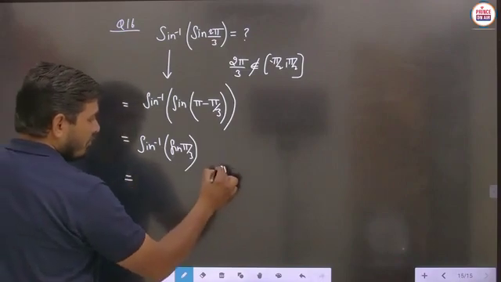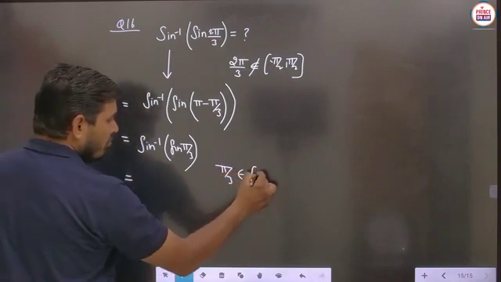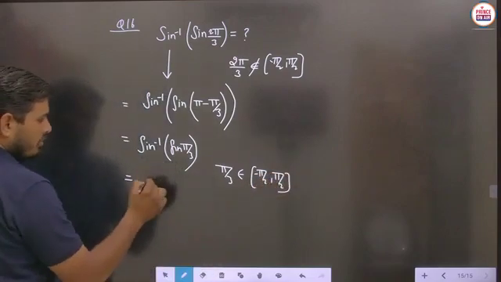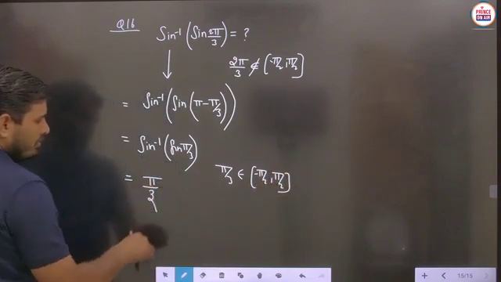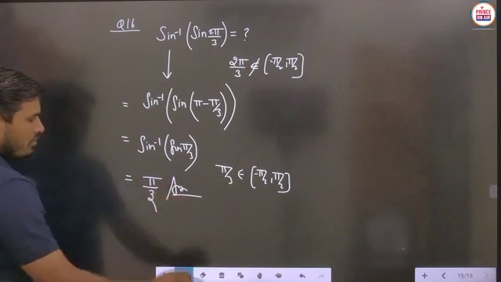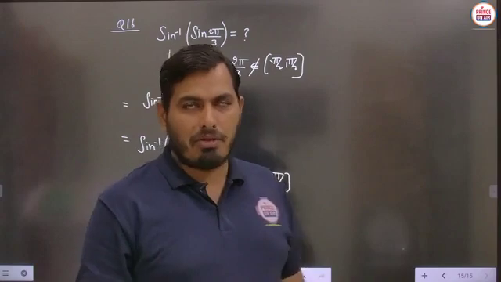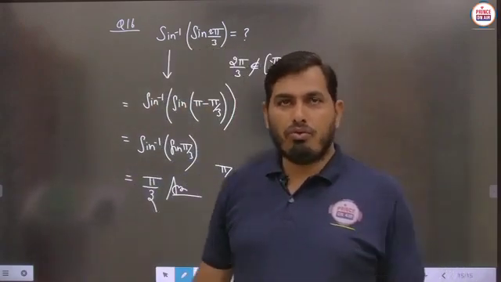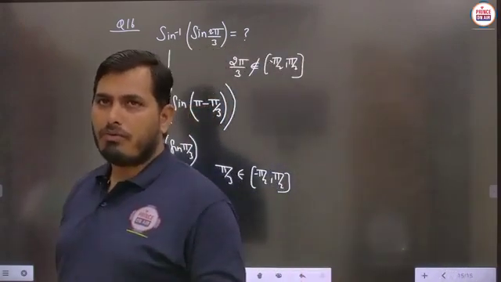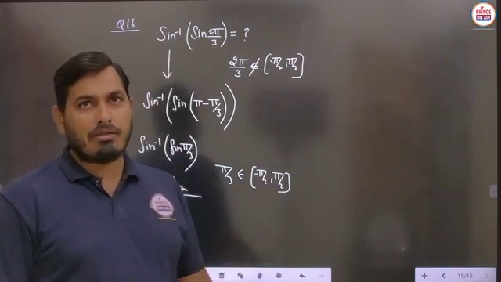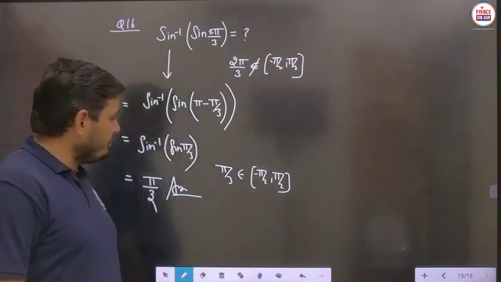Now you can say that pi by 3 belongs to minus pi by 2 to plus pi by 2. This is the principal value of this part. So the answer is obtained as pi by 3. This should be taken as the answer of this question. Some of the students directly say that the answer is 2 pi by 3, but that is wrong, because you know very well the important property of sine inverse of sine x, that it is written as x. Is it to be clear?